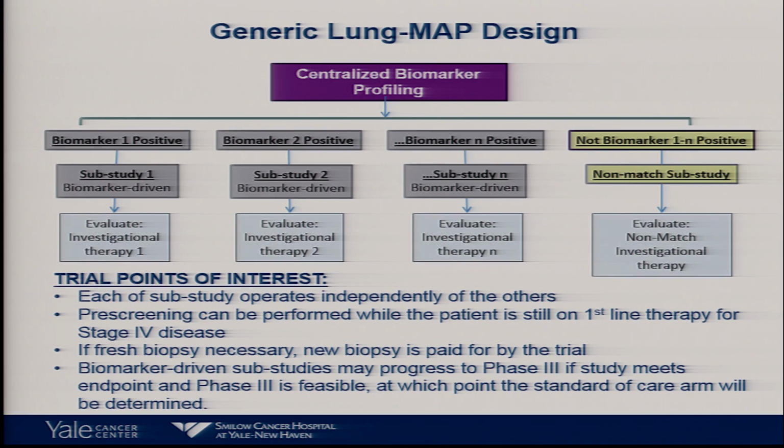So here was our initial design as we first envisioned it and started it. Centralized biomarker profiling. I mentioned we used Foundation Medicine. We did put in an RFA, and we brought in several groups, and we picked the one that could do the best work at the least price.